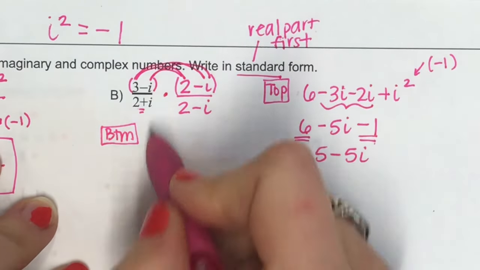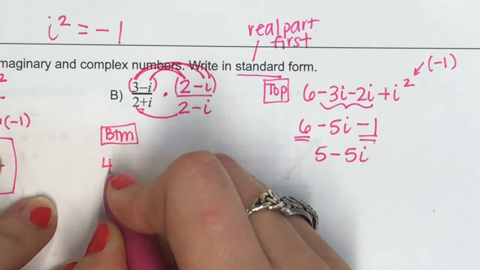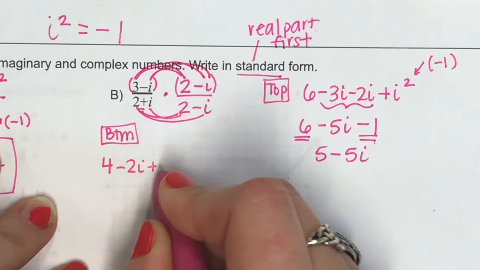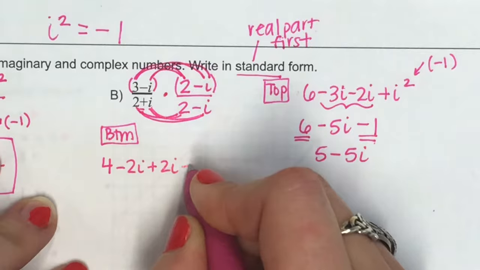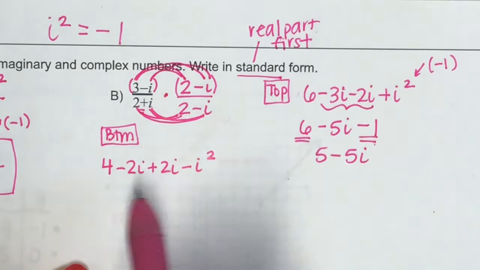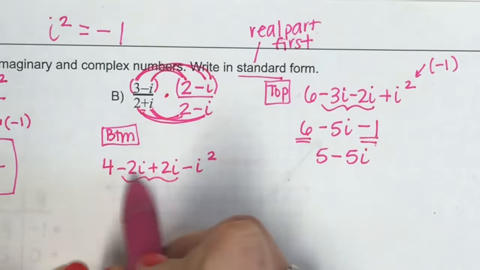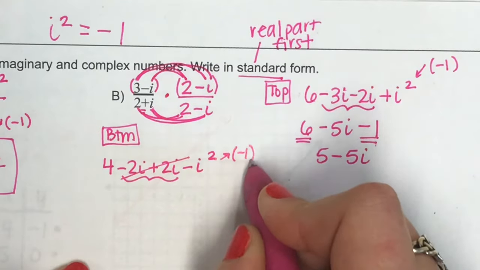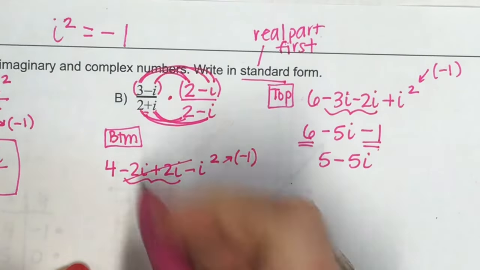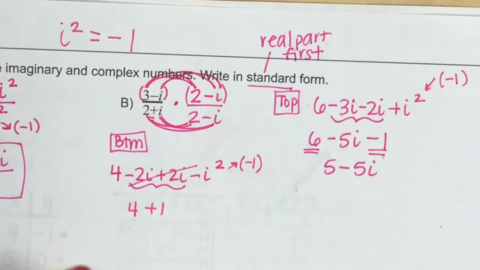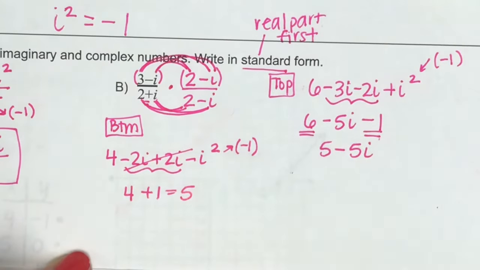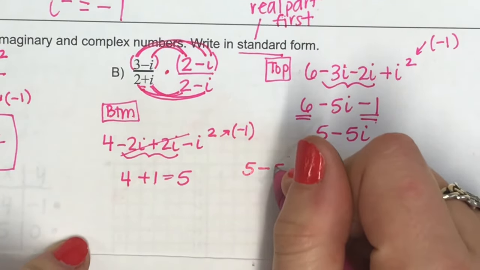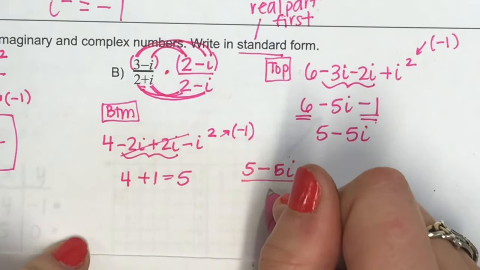So again, it's FOIL. First, outside, inside, last. Okay, now, again, these two can be combined, but actually what's going to happen there is they're just going to cancel out. i squared is a negative 1, minus a negative 1 is really plus 1. 4 plus 1 is 5. So my fraction now looks like 5 minus 5i all over 5.